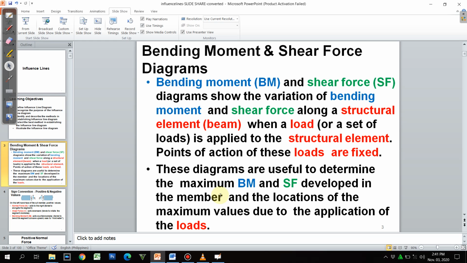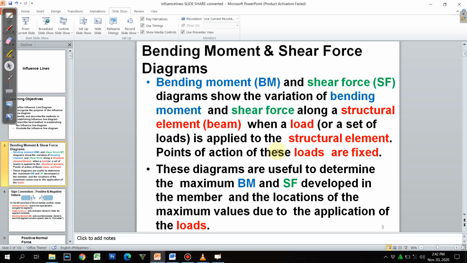Before we proceed to the definition of the IL diagram, or the influence line diagram, let me revisit our previous topic, bending moment and shear force diagram. Bending moment and shear force diagrams show the variation of bending moment and shear force along a structural element, or the beam. When a load or a set of loads is applied to the structural element, the points of action of these loads are fixed, meaning it is not changing in terms of its location.